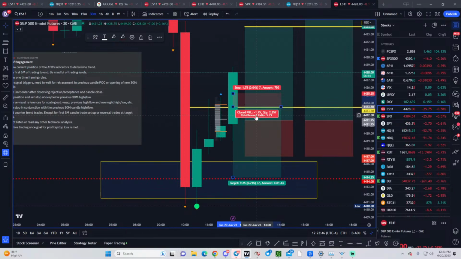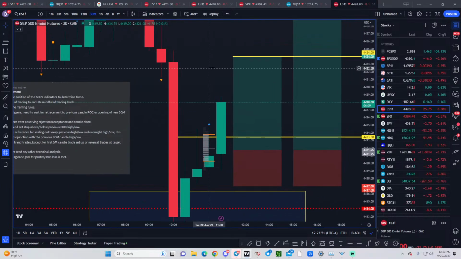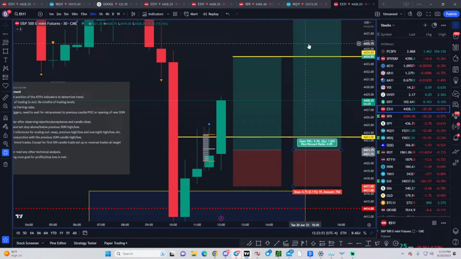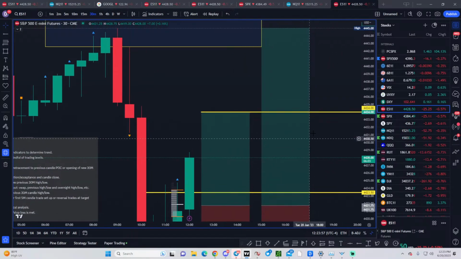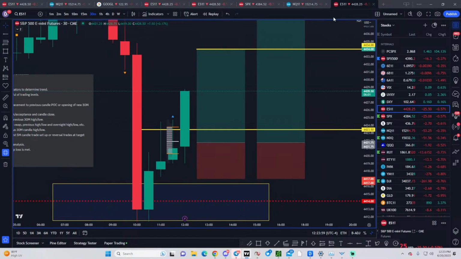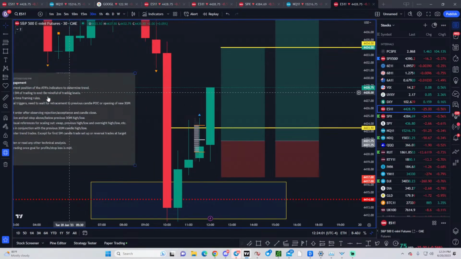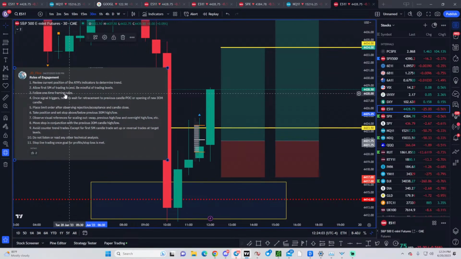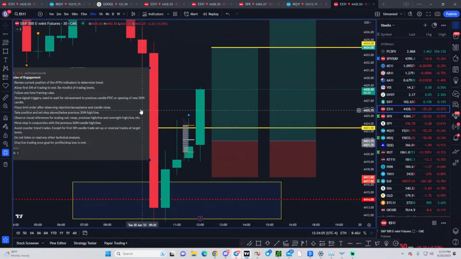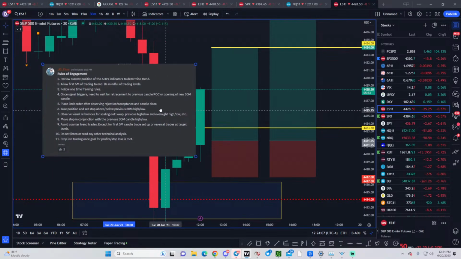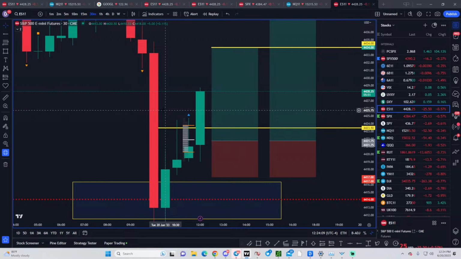Okay. Because we're on a counter trend, right? You can see the reward here. This one is 12 points, and this one is 23 points if those trades were to happen. So that's rule number 3 right over here. Follow the one-time framing rules. Like I said, there's a whole video that talks about one-time framing. All right. So I just wanted to show you that trade.